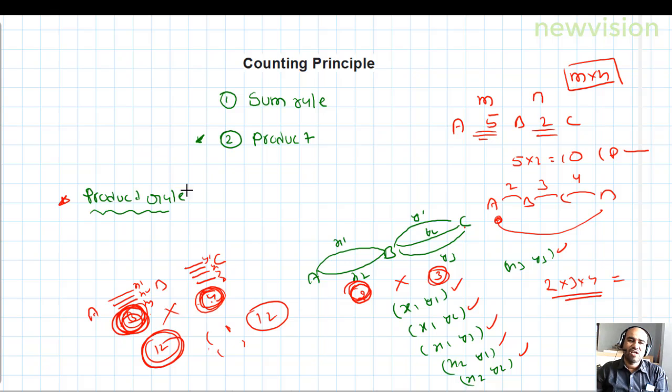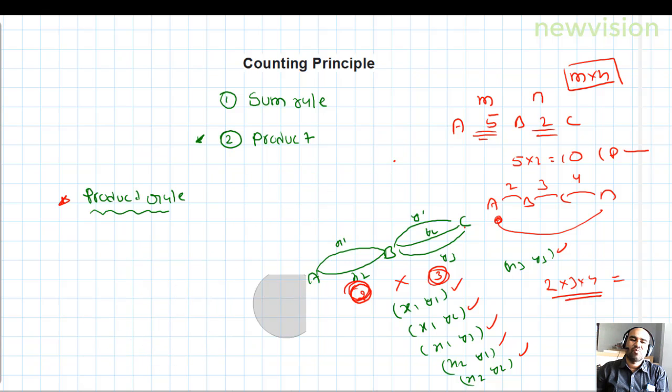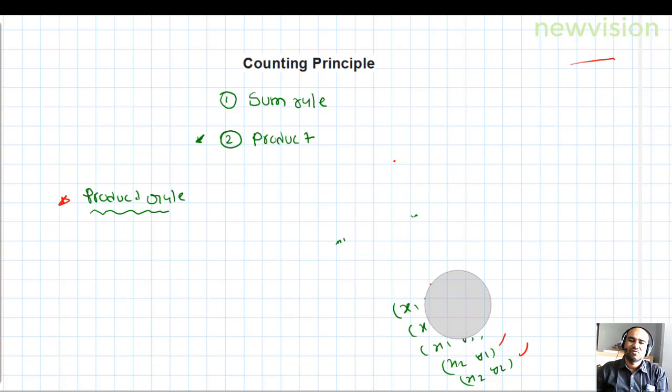Okay. So what is the meaning of product rule? You can perform a first operation in N ways, second operation in M ways, third operation in Q ways. One operation depends upon another. So three operations successively can be performed in N into M into Q ways. Okay, this is called product rule. So by using product rule you can solve so many problems.